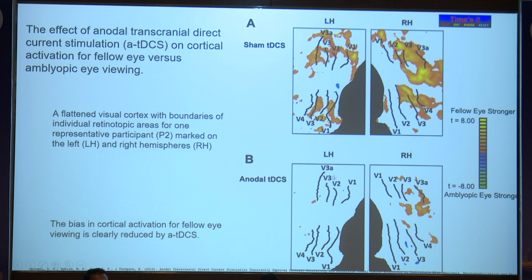And this is then treatment. You can even do treatment with transcranial direct current stimulation by directly stimulating the primary visual cortex. Here you can see there is an increase in activity with anodal transcranial direct current stimulation. Here you can see the activity is similar.